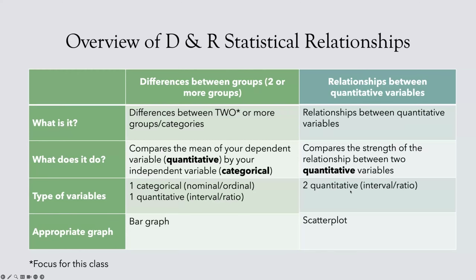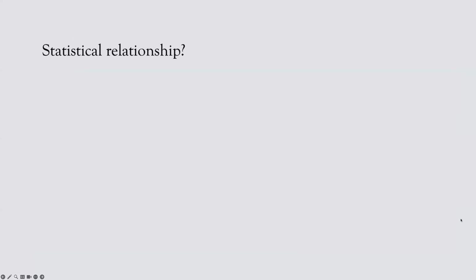You do have two quantitative variables. So in this class, we're going to use two quantitative variables for our relationships. They're both interval ratio, like the example of the hours studying and the score on the exam, and it would be a scatter plot. So let's try some examples.